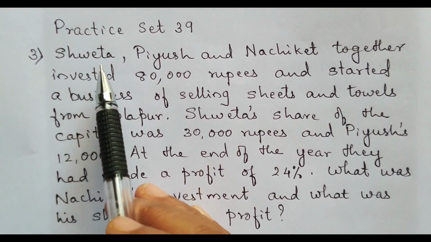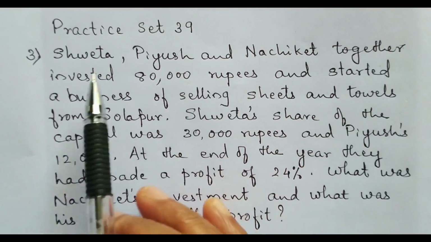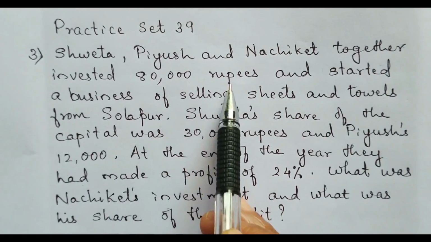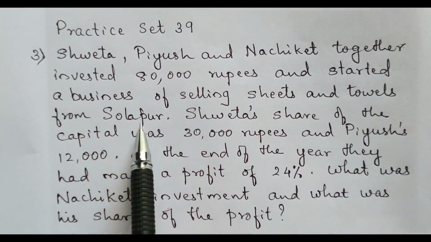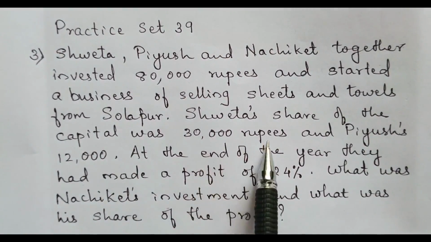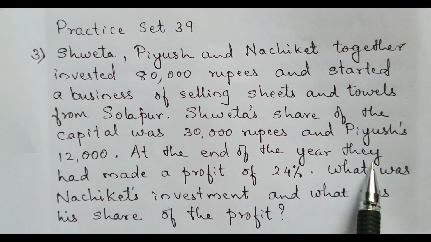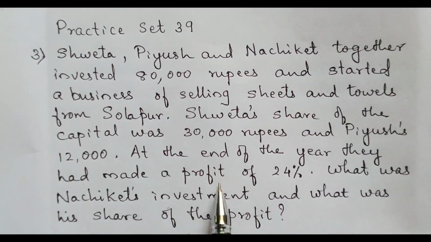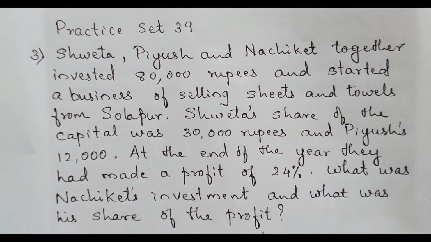Question number 3. Shweta, Piyush and Nachiket together invested 80,000 rupees and started a business of selling sheets and towels from Solapur. Shweta's share of the capital was 30,000 rupees and Piyush's 12,000. At the end of the year, they had made a profit of 24%. What was Nachiket's investment and what was his share of the profit?